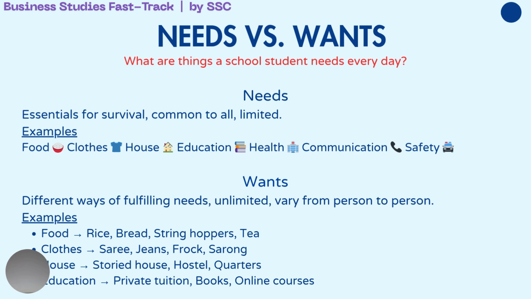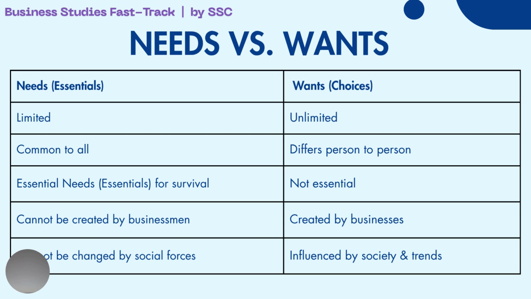Wants, on the other hand, are different ways of fulfilling our needs. They are unlimited and vary from person to person. For example, food is a need, but one person may want rice, another may want bread, and someone else may prefer string hoppers or tea. The same goes for clothing, housing, and education. The way we fulfill the need changes, and that creates wants.